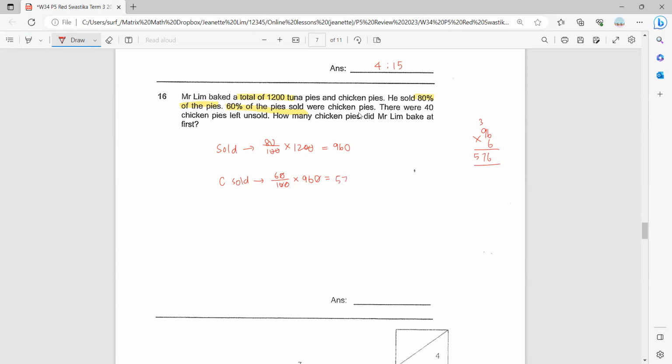So 576 chicken pies were sold. There were 40 chicken pies left unsold. How many chicken pies did he bake at first? So you take the chicken pies sold plus the chicken pies left, and you get the chicken pies baked at first. So 616.